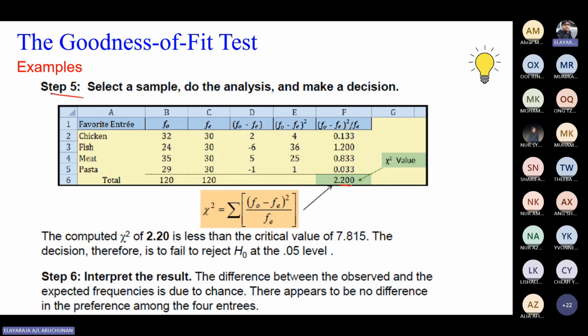Now you need to compare this value with the critical value. As we know, 2.200 is less than the critical value we obtained from the table, which is 7.815. So the decision is that we fail to reject the null hypothesis at the significance level of 0.05, which means we can claim that there is no difference between the observed and expected values.